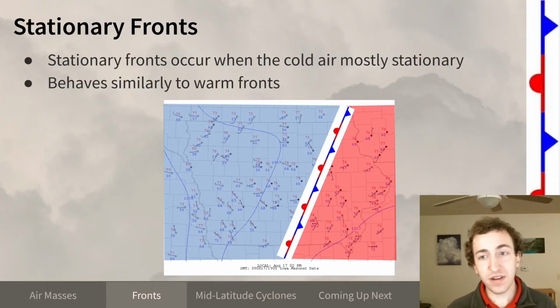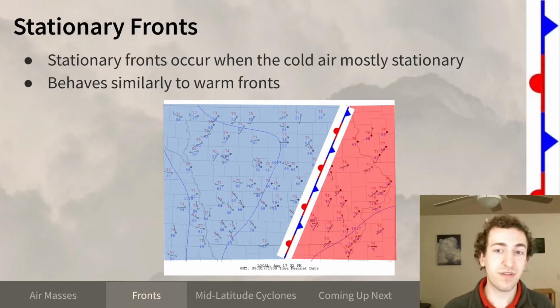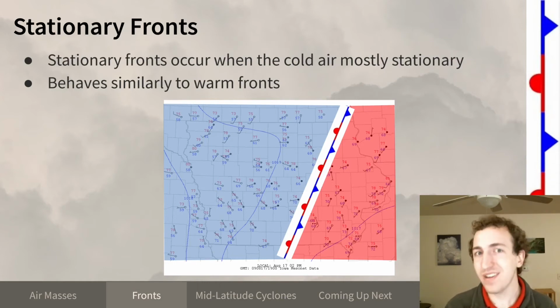Stationary fronts instead occur where the cold air is mostly stationary near the boundary. So you get things like calm winds or barely any winds near the boundary. But if we were to talk about the weather that you interpret from a stationary front, it's very similar to how a warm front would behave, except from a forecast sense, it's not moving. So whatever you're seeing will probably continue to happen in some way or another because this front just isn't moving. It's a stationary front.